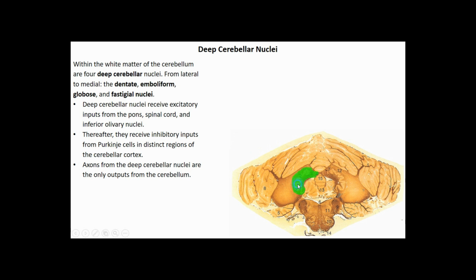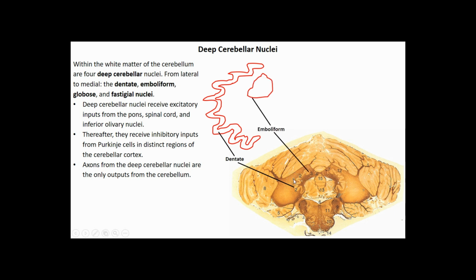So let's take a look and see what these look like in a clear stain. We have the dentate, the umbiliform, the globose, and the vestigial. Now they don't look like much aside from the dentate, but functionally they're very important. These are going to be excited by inputs from mossy and climbing fibers. They're then going to be inhibited by outputs from the Purkinje cells coming from the cerebellar folia there.